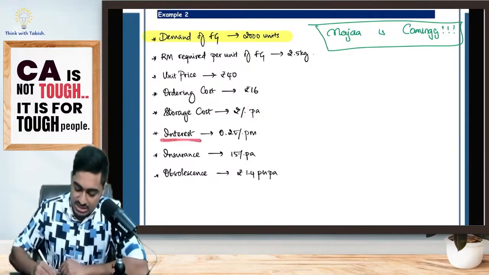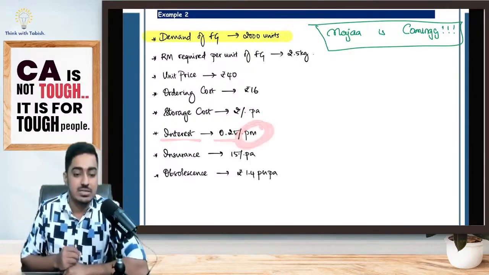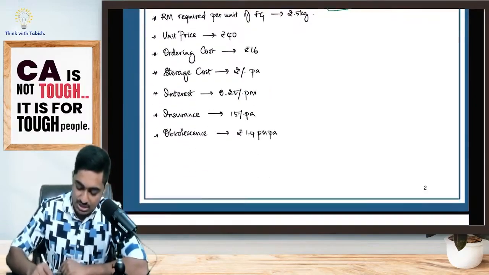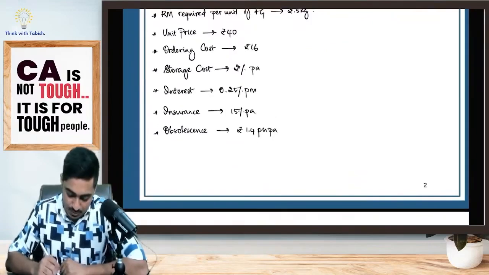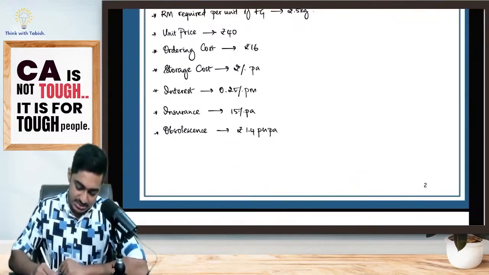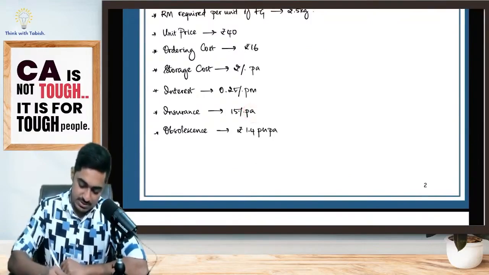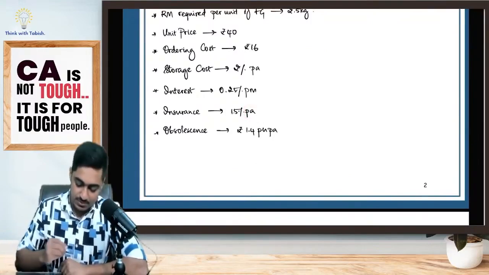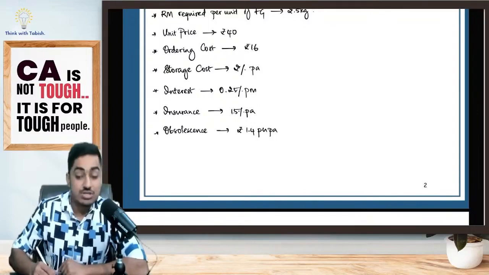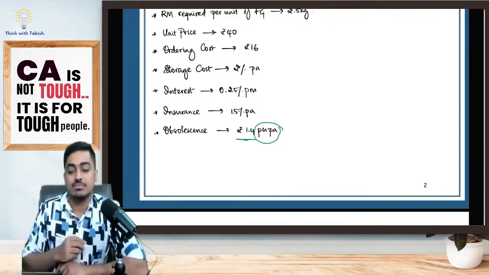Okay. Interest is 0.25%, but per month it is. Okay, great. Insurance is 15% per annum. I think it is 1.5%. It's not 15. I think it is 1.5%. And obsolescence cost is directly given. It is 1.4 rupees per unit per annum.